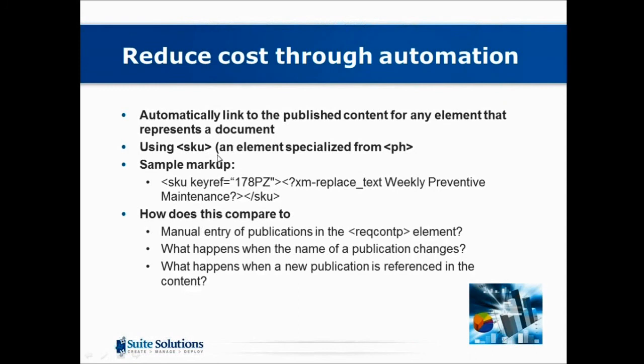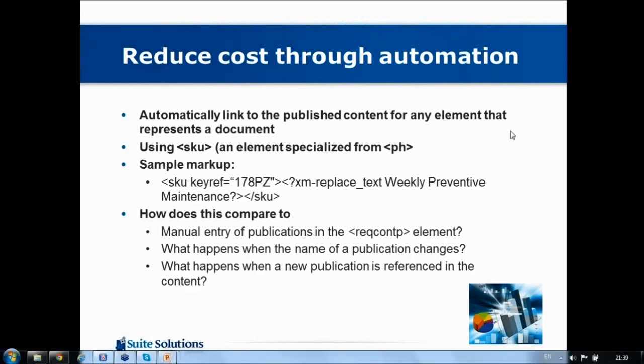whenever I refer to a publication in the output, I always want to wrap it in a specialized element. In this case, I picked SKU, which was specialized from the ph, the phrase element, a very standard one. It's not really doing anything except saying whenever it's SKU, it's going to be treated as another publication. This is a publication somewhere in my library of publications.